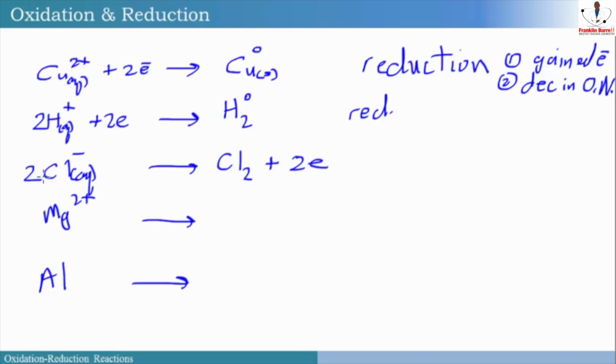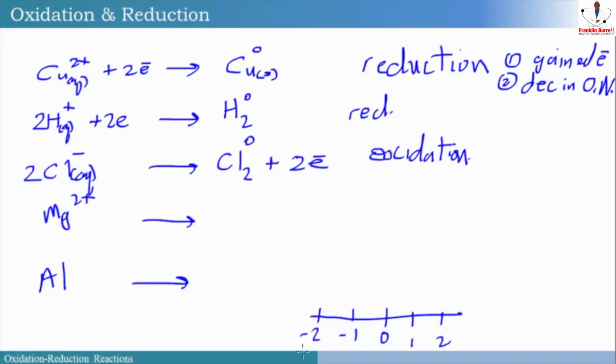Now notice 2 minus here and 2 minus on this side is saying that my charge is balanced. Of course, my mass is also balanced. So reduction for the electrons on the left and oxidation for the right. Why is it oxidized? Well, 1, we lost electrons. Or 2, we increased in oxidation number from negative 1 to 0. And if you're having problems understanding going from -1 to 0, use the number line.